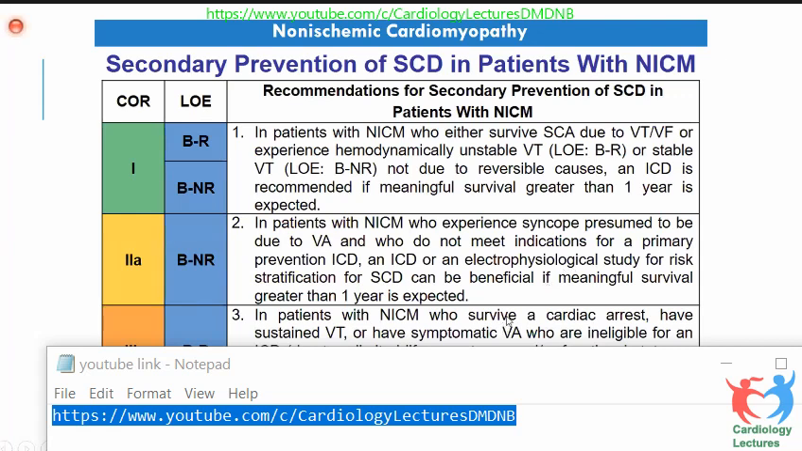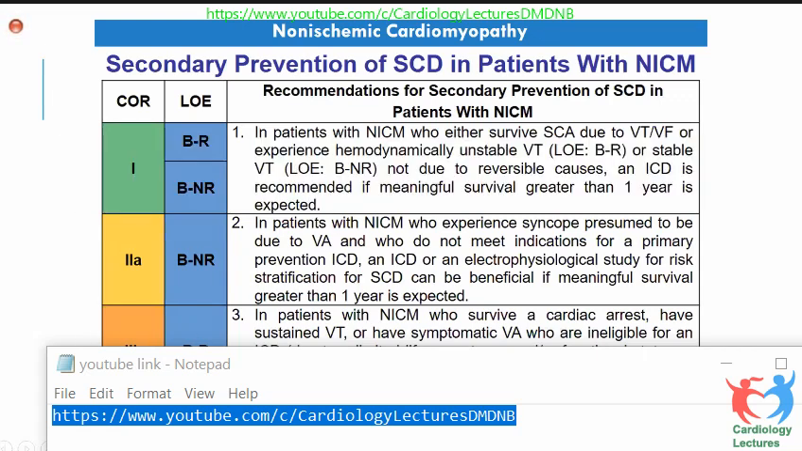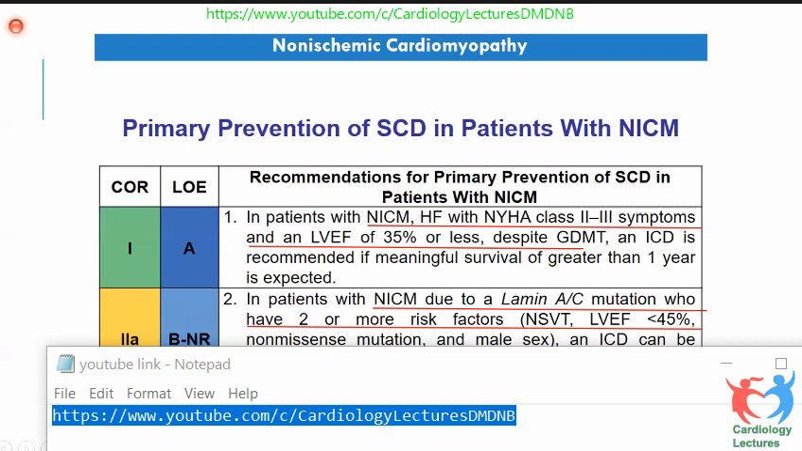For those who survive a cardiac arrest, due to limited life expectancy or functional status, amiodarone is to be considered for prevention of sudden cardiac death. So 2B for this indication, if you have to consider oral medical therapy for those who are eligible for ICD. Coming to primary prevention of non-ischemic cardiomyopathy, similar to the ischemic class, but this only includes class 2 to 3 New York functional with ejection fraction 35% despite GDMT.